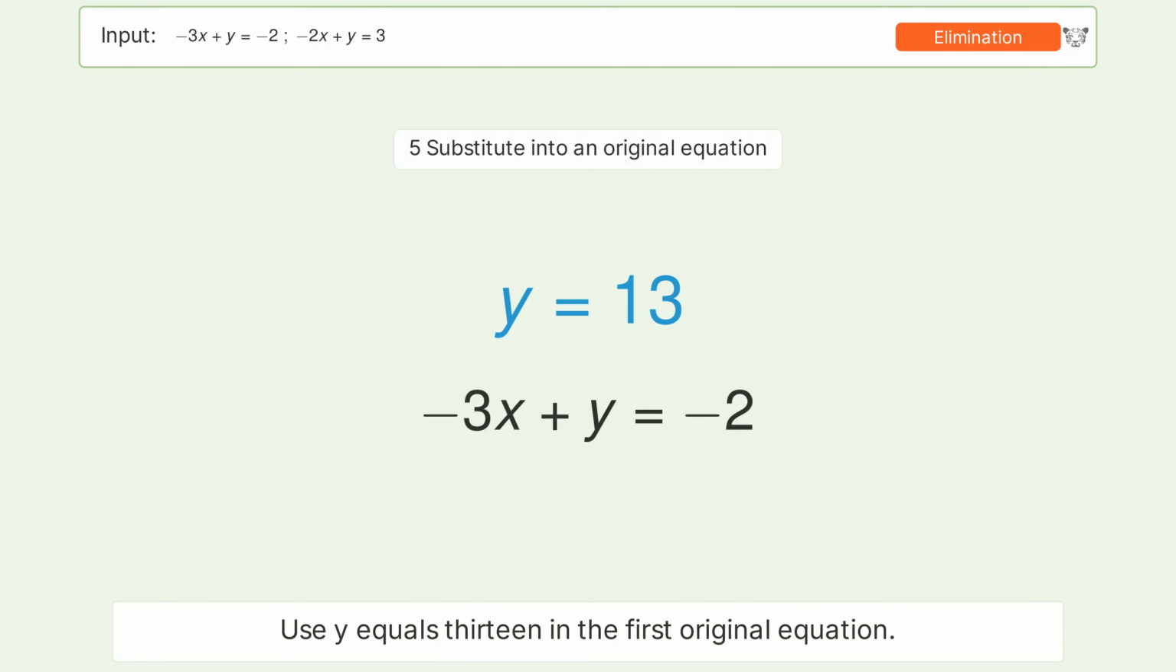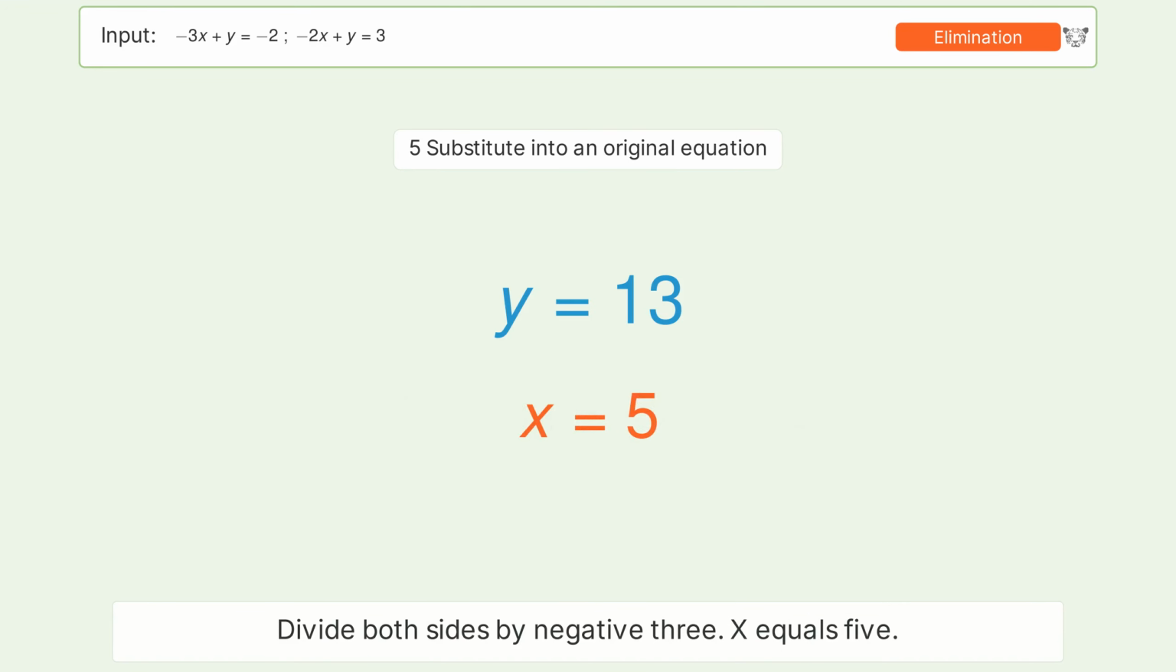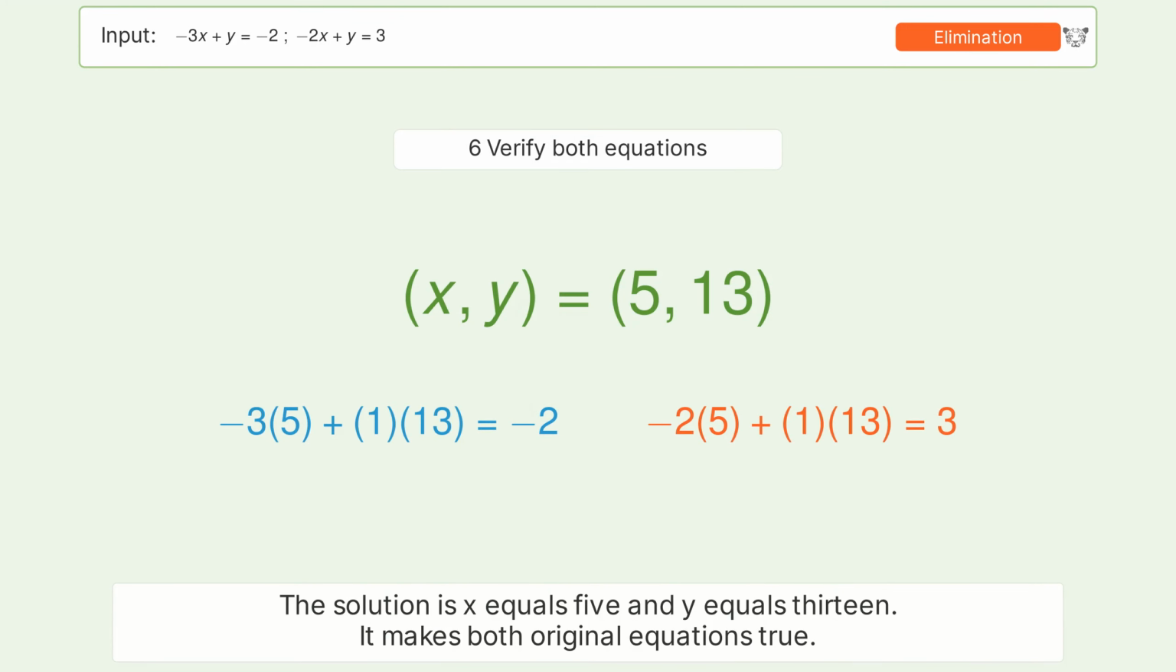Use y equals 13 in the first original equation. Replace y with 13. The remaining x term equals negative 15. Divide both sides by negative 3. X equals 5. The solution is x equals 5 and y equals 13. It makes both original equations true.